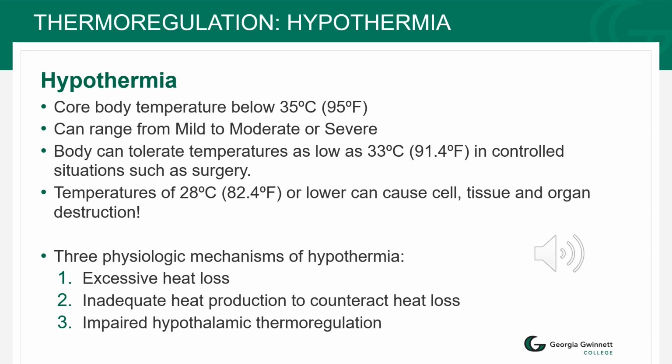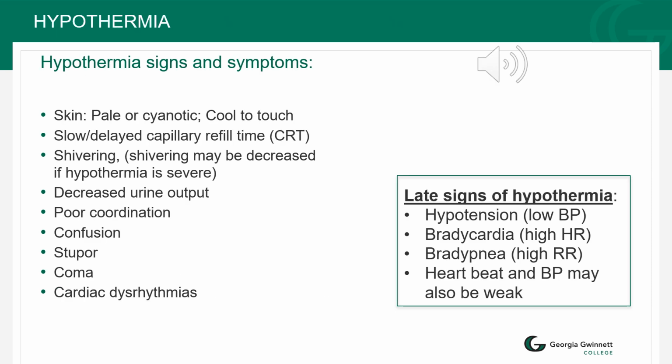There are three physiologic mechanisms of hypothermia, right? So excessive heat loss will cause hypothermia. Inadequate heat production to counteract that heat loss, which we talked about in the first couple slides, or if the hypothalamus is impaired, if something's wrong with that thermostat in the brain. All of those are mechanisms that create hypothermia. Signs and symptoms of hypothermia.